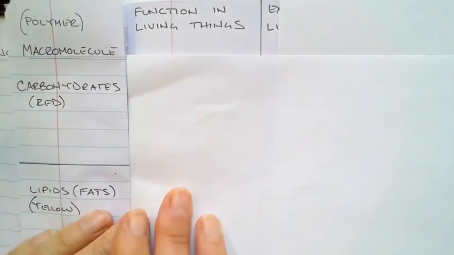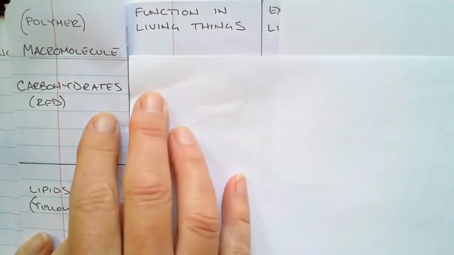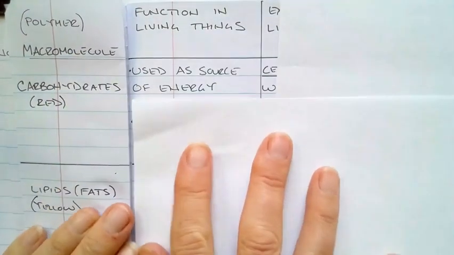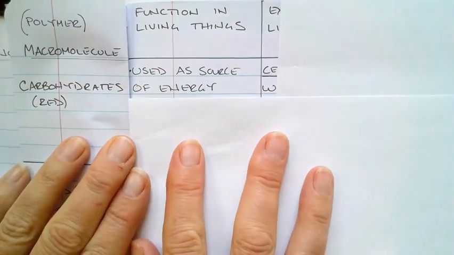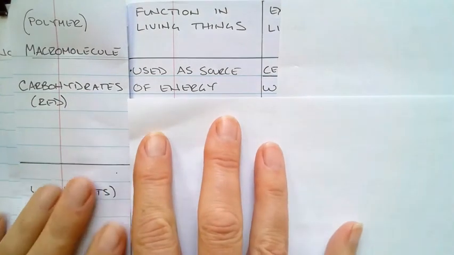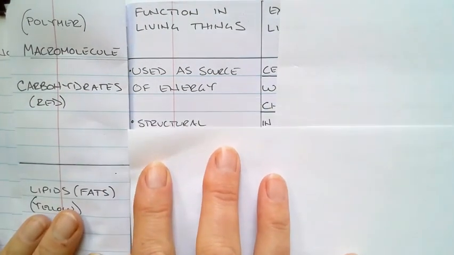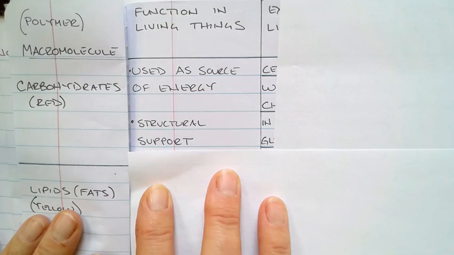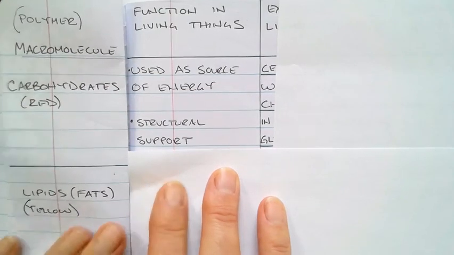Now we are going to examine how each of these molecules functions in living things. So let's first look at carbohydrates. Carbohydrates are used as a source of energy. We eat this, it's stored as sugar within our body or converted into ATP, and then we use it for energy. It also provides structural support. So you'll find carbohydrates within the cell walls of organisms.